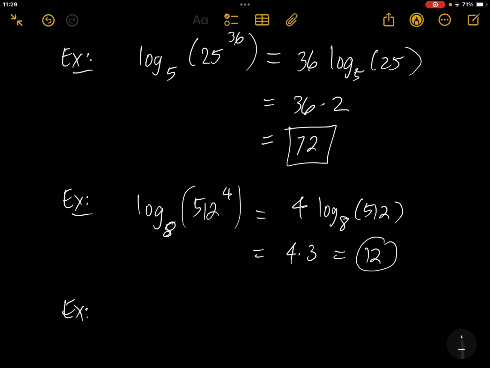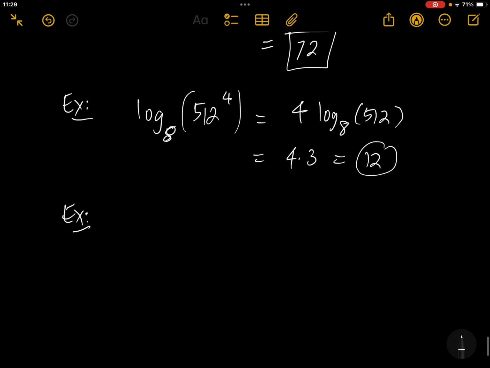And let's just remind ourselves that this works even if your numbers are not integers, right? So log sub square root of 2 of square root of 2 to the pi is equal to pi. So that's an important property of natural logs.